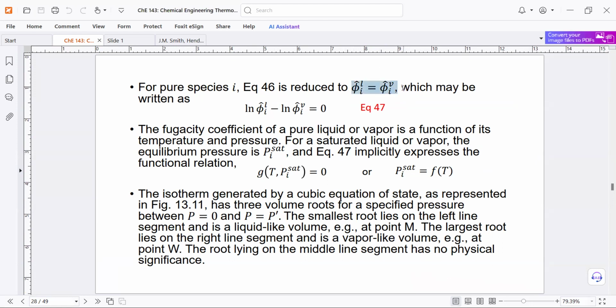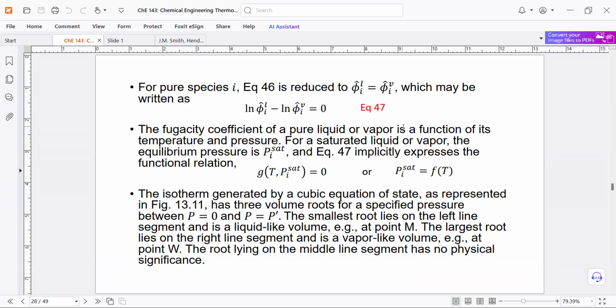But of course, since we just consider pure species, the fugacity coefficient is equal. And we can also take the natural log of both sides and transfer all the terms to the left-hand side of the equation. Now, the fugacity coefficient of a pure liquid or pure vapor is a function of both temperature and pressure.